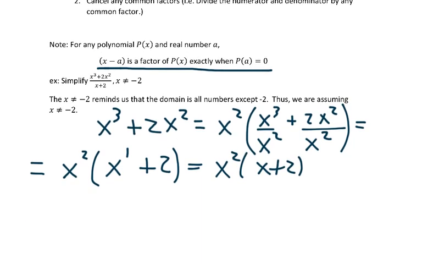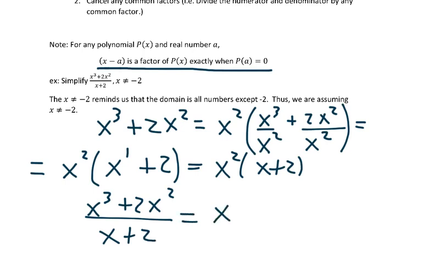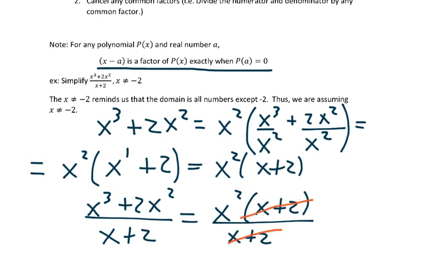So now this rational expression, what we're dealing with here, is going to become x cubed plus 2x squared over x plus 2. This is going to be x squared times x plus 2 all over x plus 2. The x plus 2s are going to cancel, so all we're left with is just x squared. So we simplified it. And again, we're assuming x is not negative 2, because otherwise the denominator would be 0.